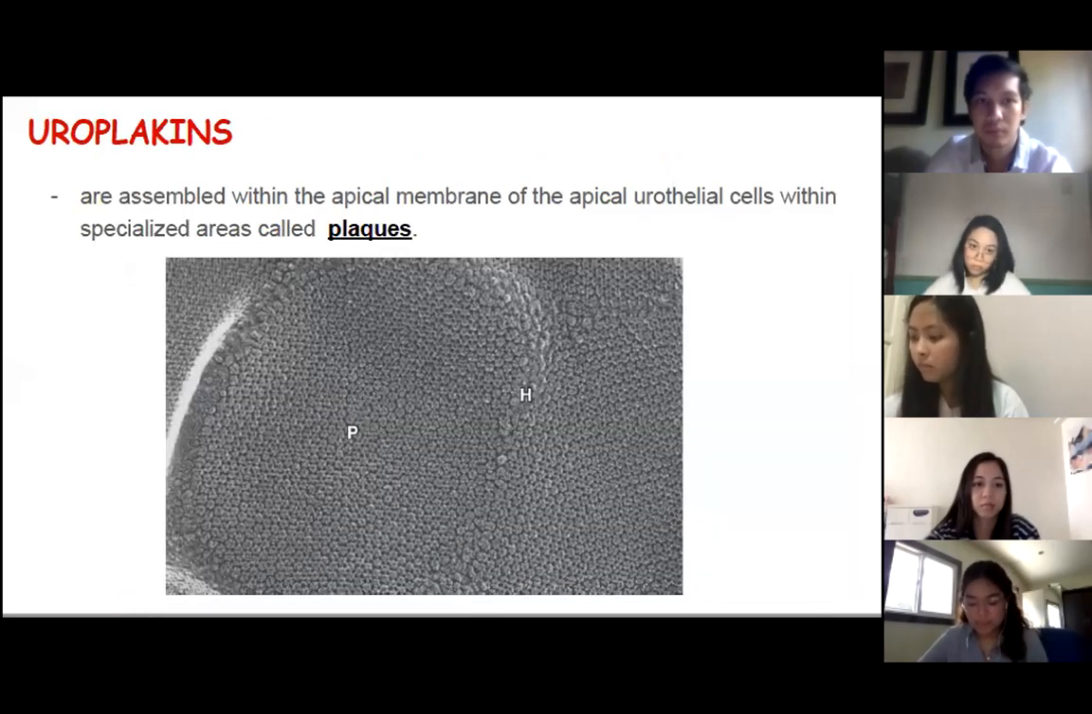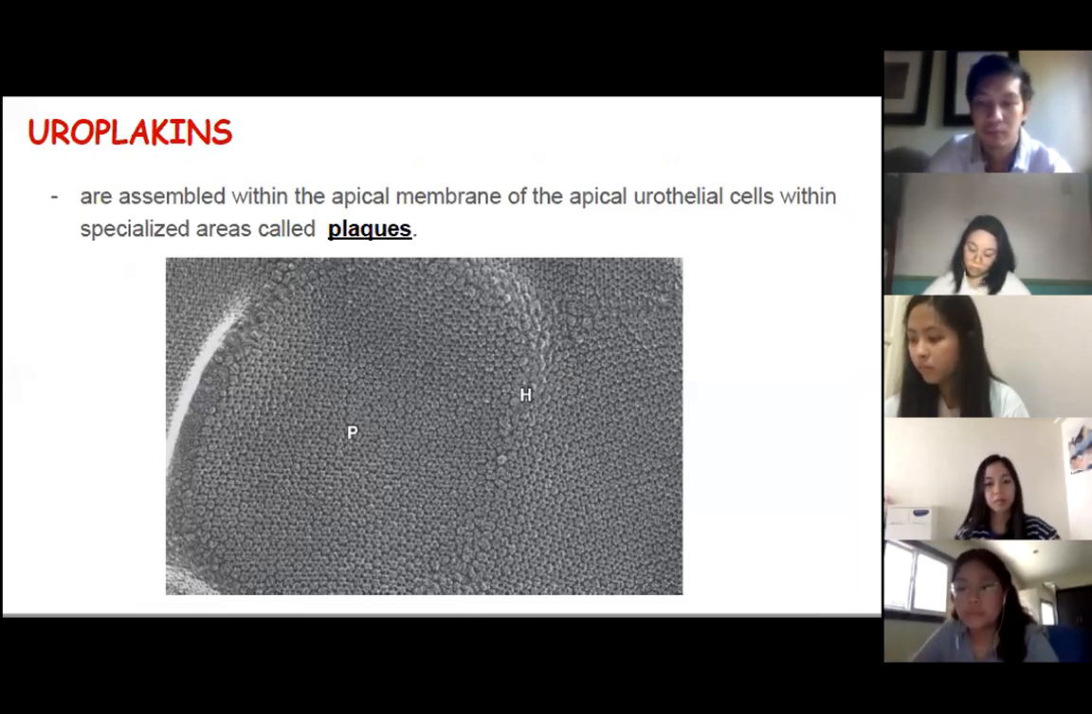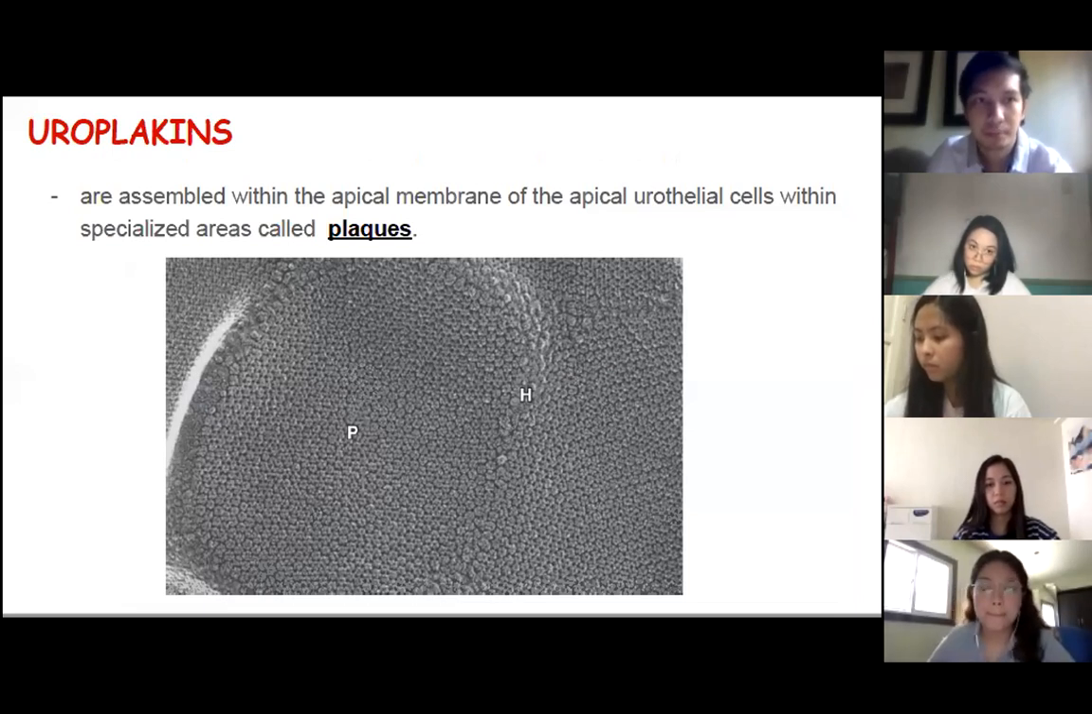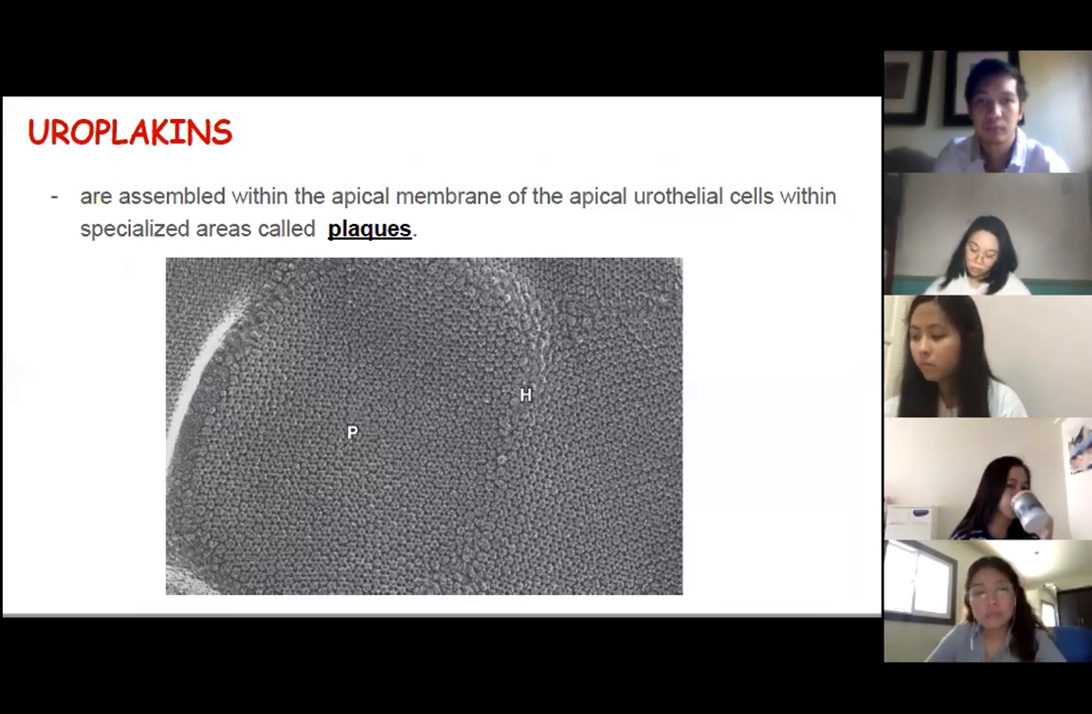So the uroplakins are assembled within the apical membrane of the apical urothelial cells within specialized areas called the plaques. The plaques have a membrane outer leaflet that is thicker than the inner leaflet, resulting in asymmetry. That is why it is also called the asymmetrical unit membrane. The areas between the plaques are symmetrical in terms of the outer and inner leaflet thickness, and this area is called the hinge region. Next, please.